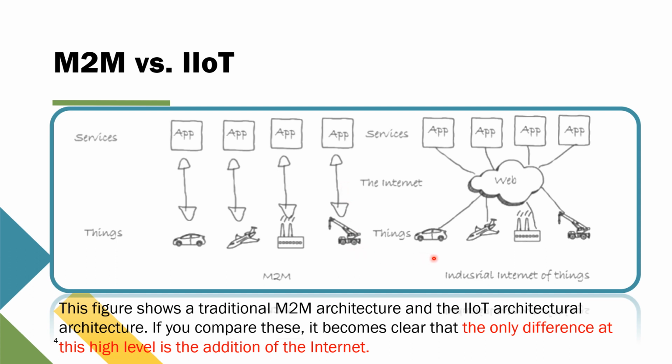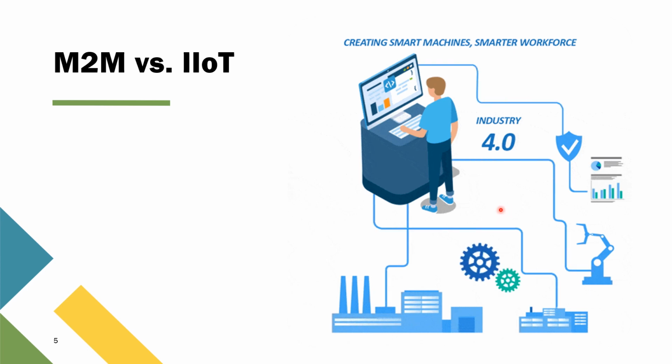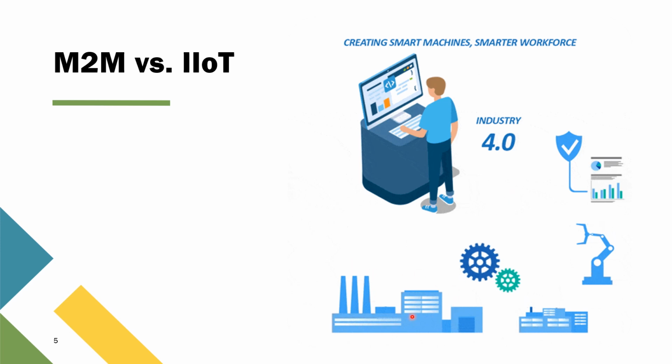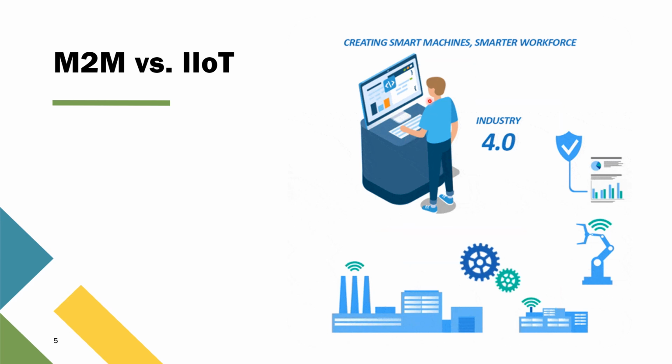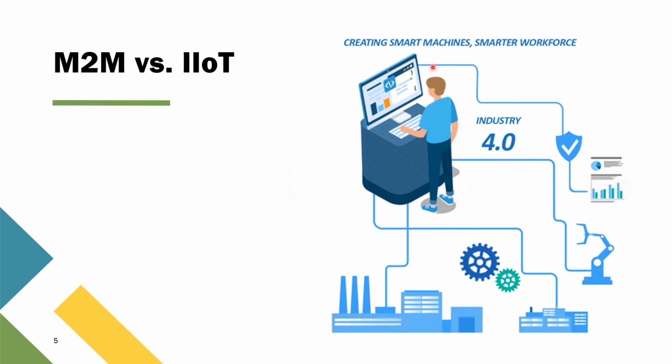When the industrial internet of things comes in, when it is connected with the internet, it makes all of these apps interconnected together. It also makes the things interconnected together by using the internet. This evolution creates the smart machine and smart workforce. All of the devices, all of the industry can be connected in one place, and all of the information can be gathered in one center.